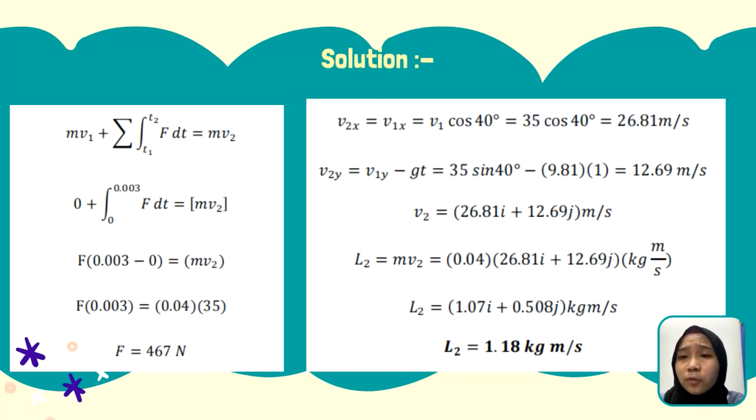And then substitute all of the information in the second formula. It is v2x equals v1x equals v1 cos 40 degrees equals 35 cos 40 degrees, equal to 26.81, and we will get v2 as 26.81i plus 12.69j. And lastly, substitute all of the information in the formula L2 equals mv2 equals 0.04 multiplied by 26.81i plus 12.69j, and then we will get L2 equal to 1.18.